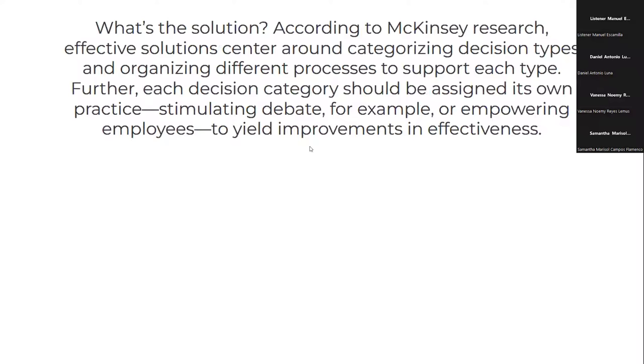Okay, next one is going to be for Samantha Marisol. Okay, what's the solution? According to McKinsey research, effective solutions center around categorizing decision types and organizing different processes to support each type. Whether each decision's category should be assigned its own practice, stimulating debate, for example, or empowering employees to yield improvements in effectiveness. Good. What did you understand on this part?